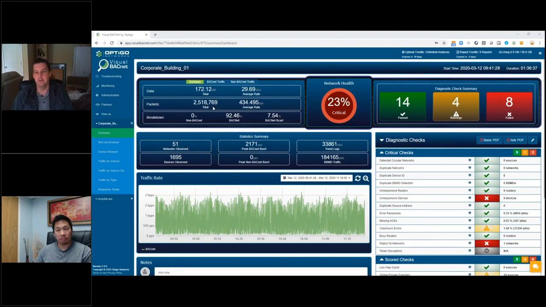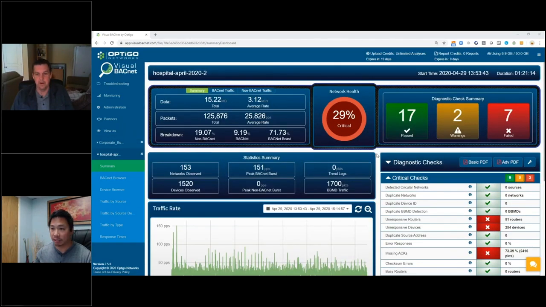So I've got Ping here with me as well. So we've got a bit of networking expertise, a little bit of BACnet expertise, and we'll go forward and take a look at this file. This is our second file. This is from a hospital. This one has come to us with not as many problems, but a few.